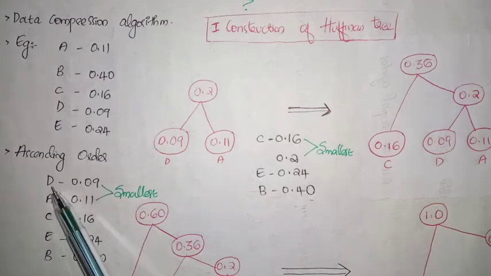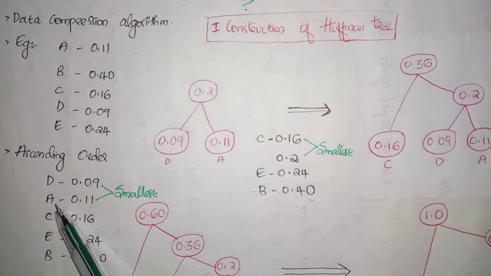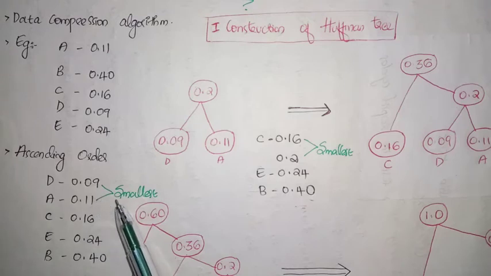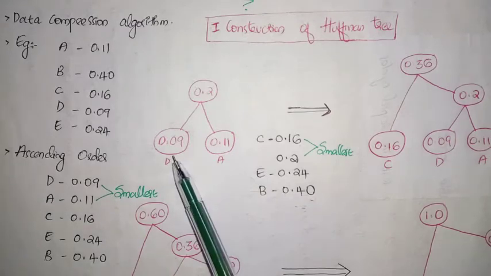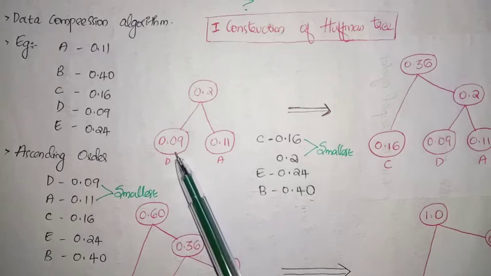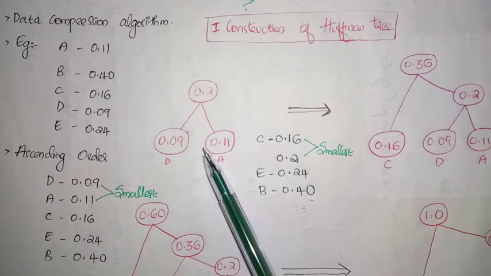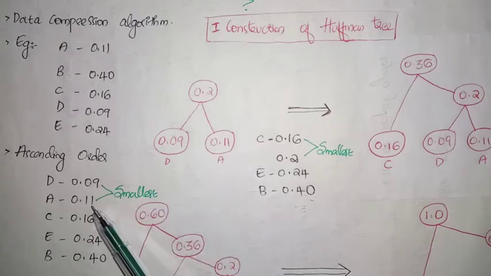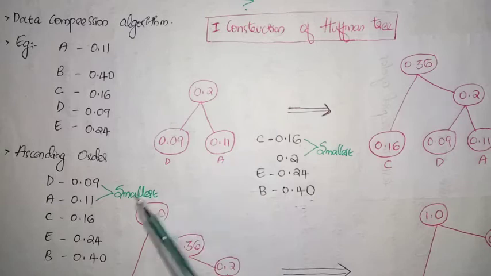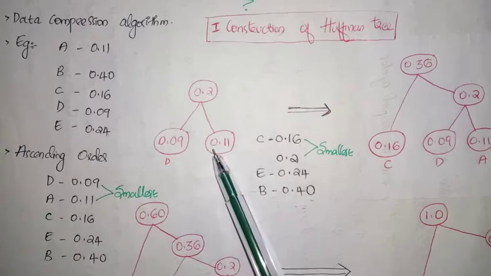Here D has a probability of 0.09 and A has a probability of 0.11. Since these two have the smallest probabilities, we can take these two characters from the list and make a tree first. I take D, which has the smallest probability, 0.09. D is considered as a specific node, and A is taken as another node with the second smallest probability, and both of these are joined together.